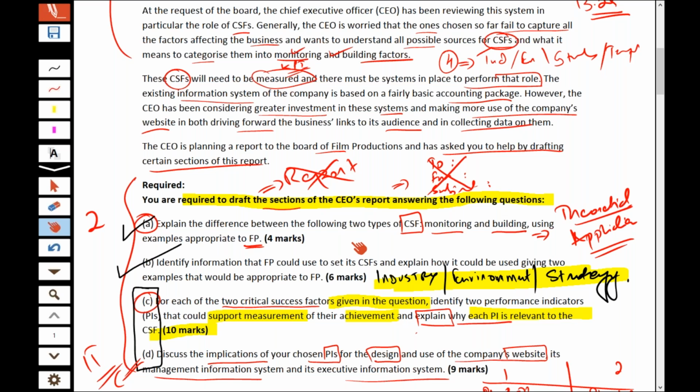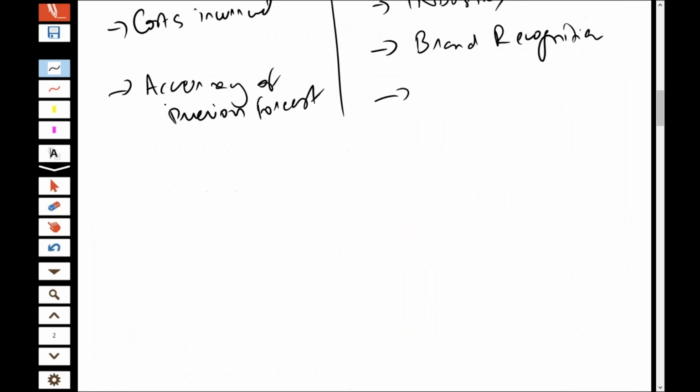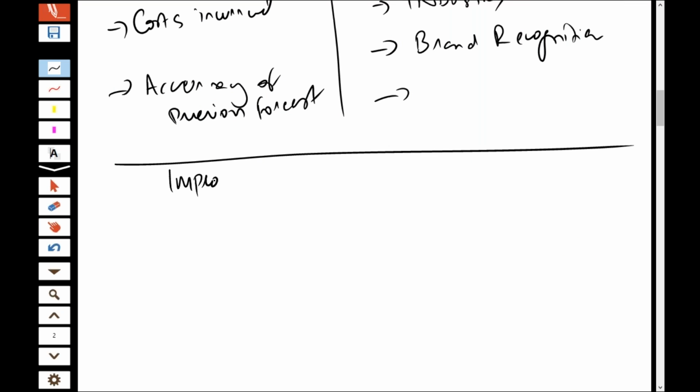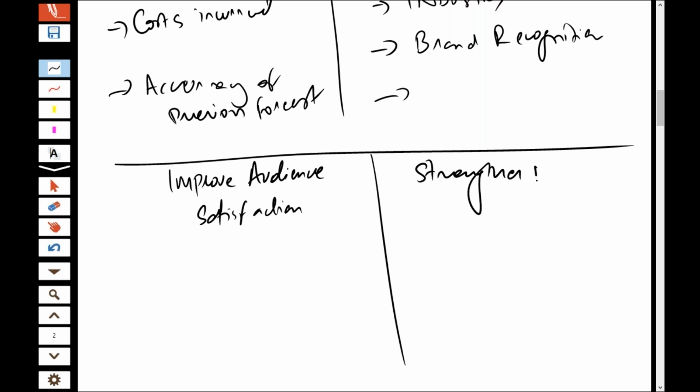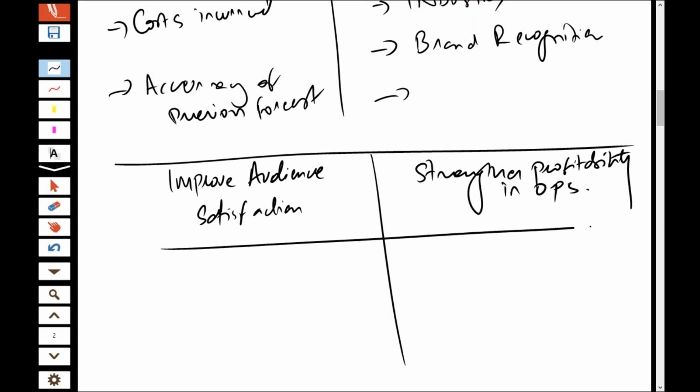Okay, so the requirement of the question is that you have to suggest two performance indicators for each of these two critical success factors. Now let's have a discussion. One of them is improve audience satisfaction, and the other is strengthen profitability in operations. So we need to tell them about at least two KPIs for each one, and we need to explain the reasons for that.